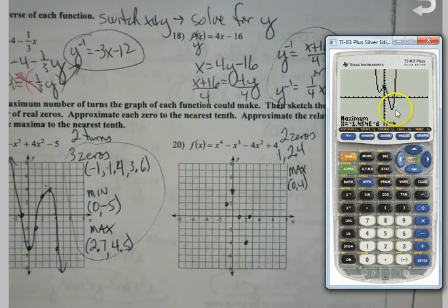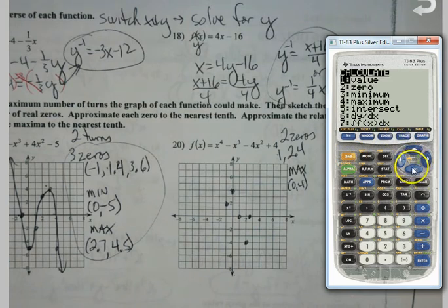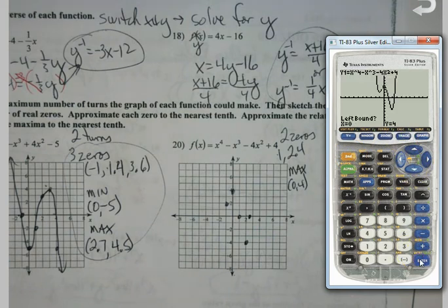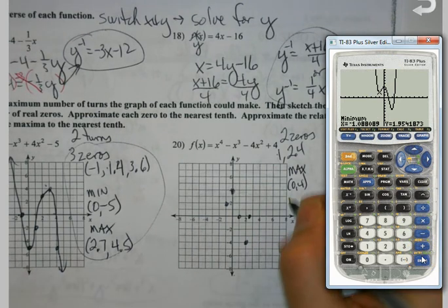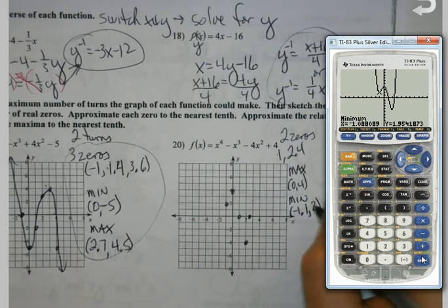And it looks like I have 1, 2 mins. So we'll go ahead and we'll find those. Anywhere to the left of it, anywhere to the right. So my mins are at negative 1.1 and 2.